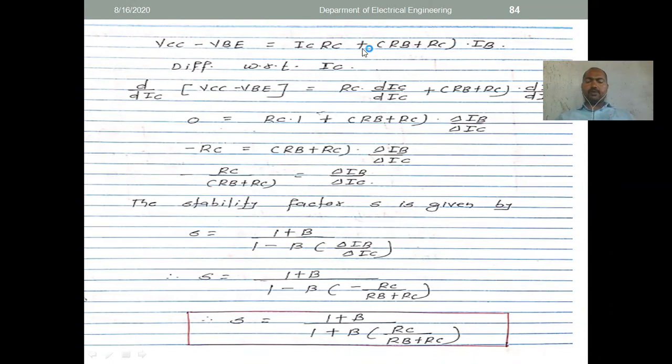In this equation, we have to differentiate with respect to IC. Why? Because for the calculation of the stability factor, it is the ratio of the collector current to the collector leakage current. So that's why we have to differentiate with respect to IC, right? So this is taken in a bracket. D by D here is not any element. That's why we're taking D by DIC into bracket VCC minus VB, which is equal to IC into RC. See, RC is taken as a common term. That's why it is taken as a separate RC.